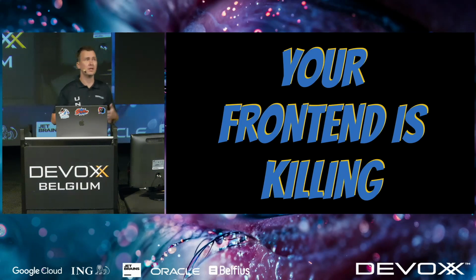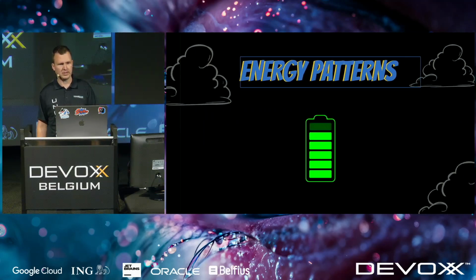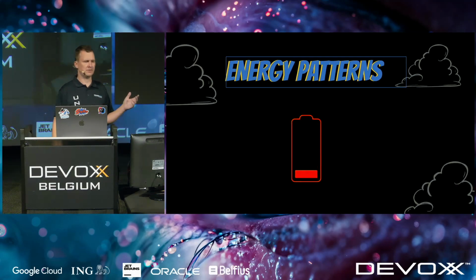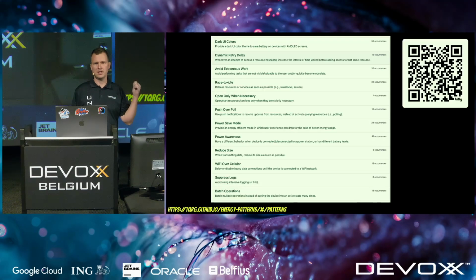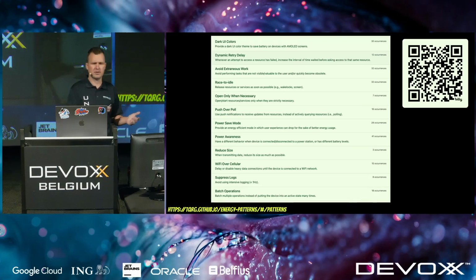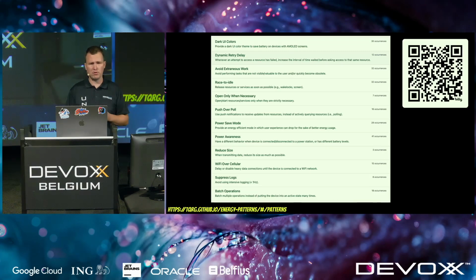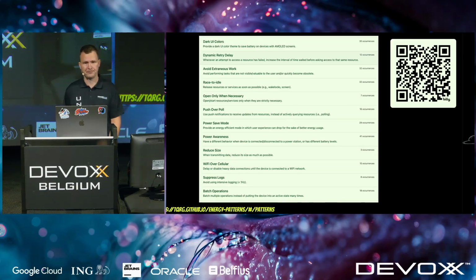Your front-end is killing. And we are going to deep dive into that, how to monitor your front-end application. It's all beginning with the energy patterns. We need to think about certain patterns, dark UI colors. You need to think about Wi-Fi. Am I using Wi-Fi, GSM? We need to reduce size. I will show you also a demo of that. And there are all kinds of patterns you need to think about as a front-end designer or even as a front-end developer. You need to be aware what you are creating. So these kind of patterns can help you to be a sustainable developer.